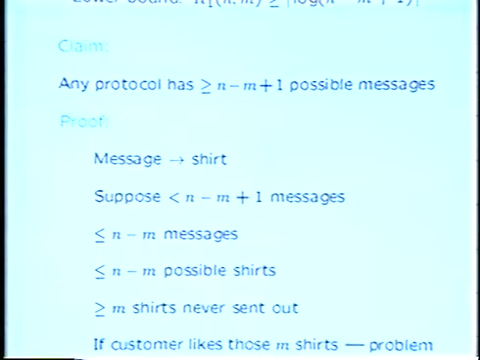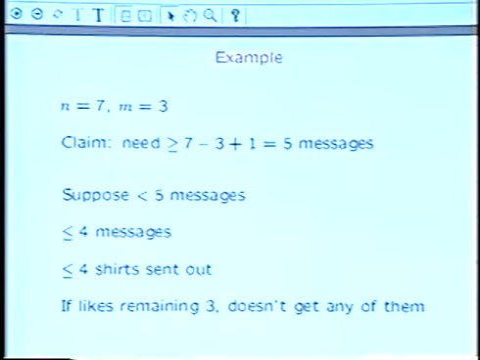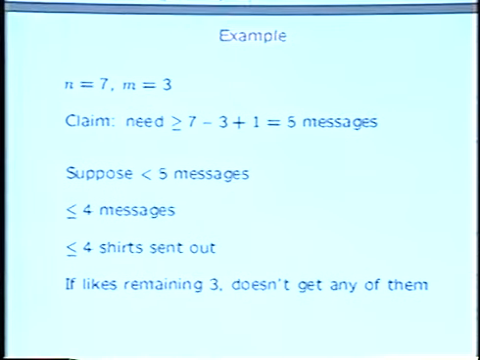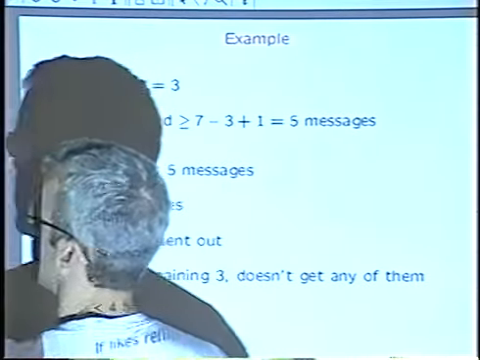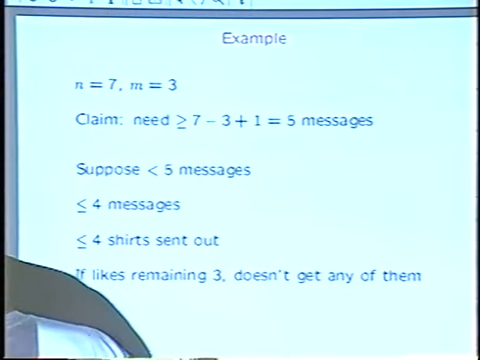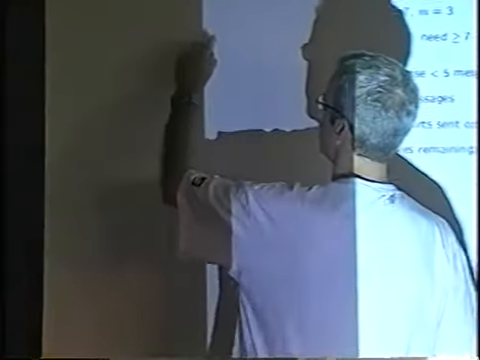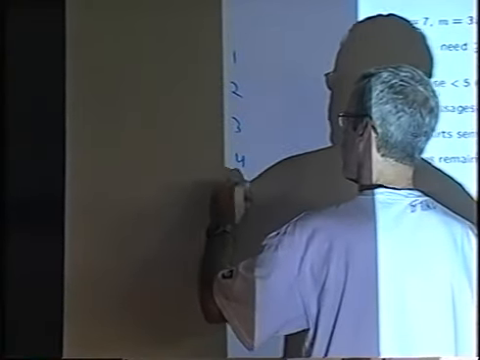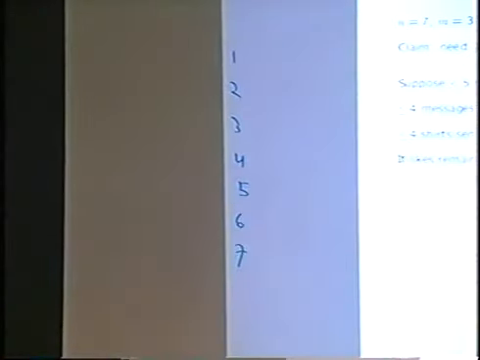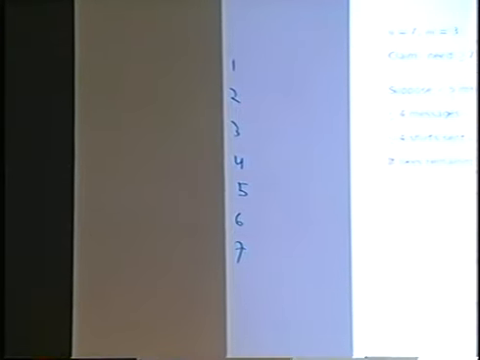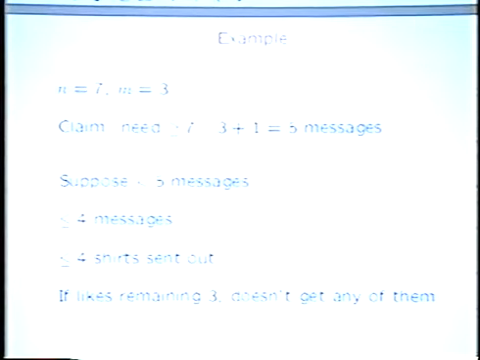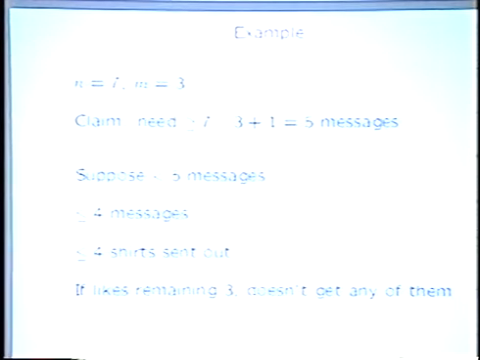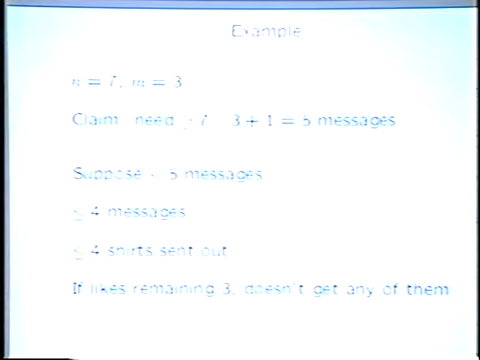So, let's do an example. Let's say that there are 7 shirts. 1, 2, 3, 4, 5, 6, 7 shirts. And we know that you always like 3. So the claim is that you need at least 7 minus 3 plus 1, which is 5 messages, and we want to show that you cannot construct a protocol which has only 4 different messages.